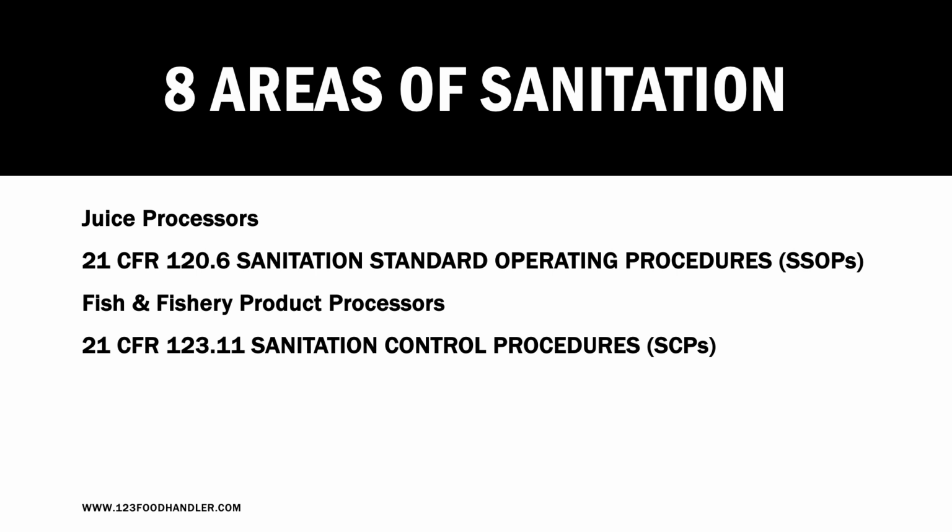So the 8 areas of sanitation are highlighted in the regulation for juice processors, section 120.6, and they're called Sanitation Standard Operating Procedures, or SSOPs. And for fish and fishery products, they're found in 123.11, and they're called Sanitation Control Procedures, or SCPs.